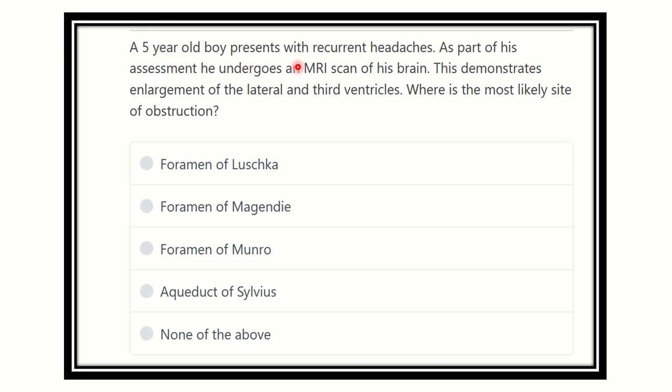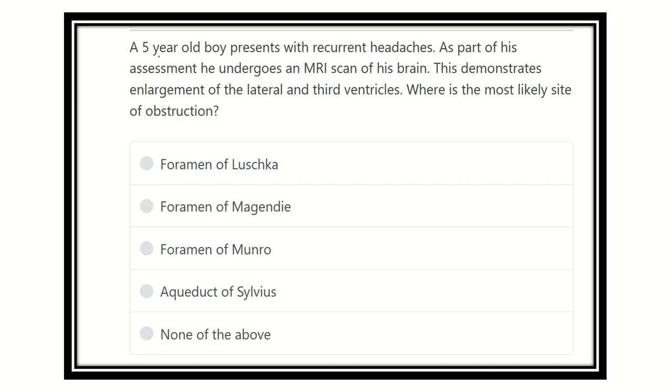A 5 years old presents with a recurrent headache. As a part of this assessment, he undergoes an MRI scan of his brain. This demonstrates enlargement of the lateral and third ventricle. Where is the most likely site of the obstruction?